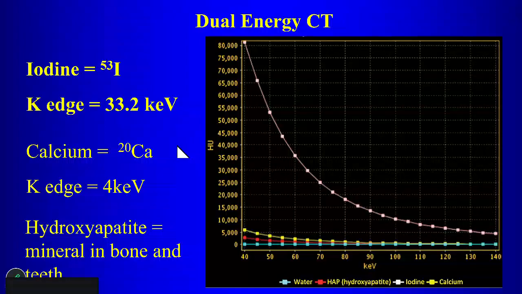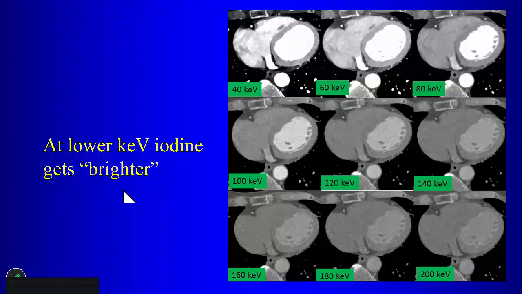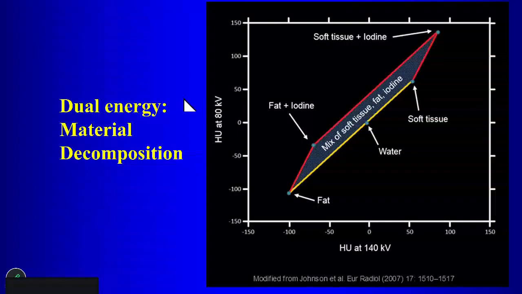And that's very useful when we're doing this dual energy CT. So what does that mean? It means that at lower kVs, the iodine gets brighter. So these are virtual reconstructions from a multi-energy CT scan. And we can do these virtual reconstructions as we lower the kVs, the iodine gets much brighter. So you can turn any CT scan into a CT angio, regardless of how bad the timing may have been.